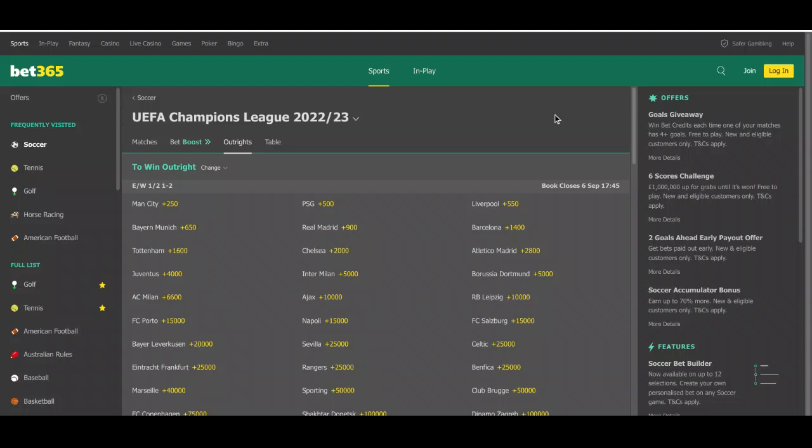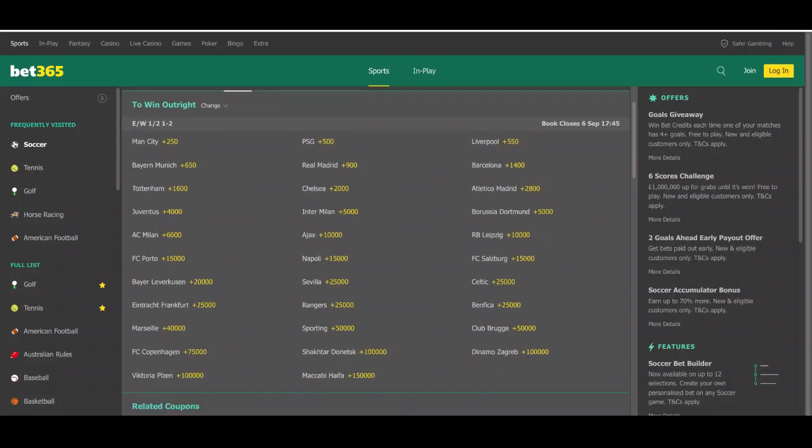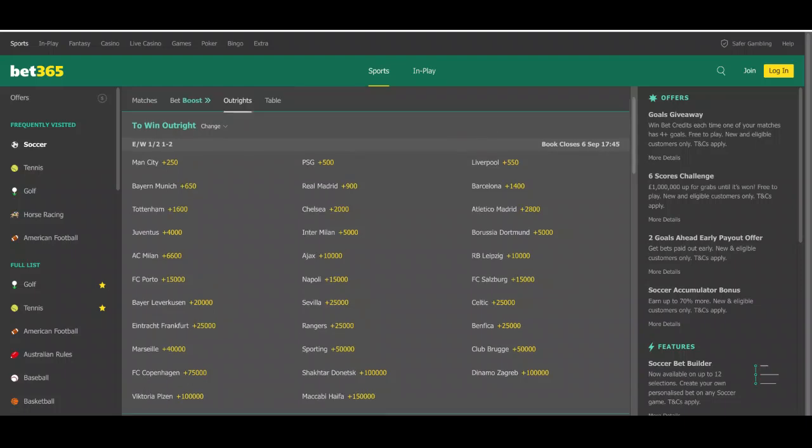And just to have a look down at the longest shot, the longest odds, Maccabi Haifa of Israel, they are plus 150,000. So if you want to waste your money and take a bet on that, then go right ahead, because I don't even think Haifa will be coming out of the group stage in the group that they're in. All right, so we've got that, the outright winners.